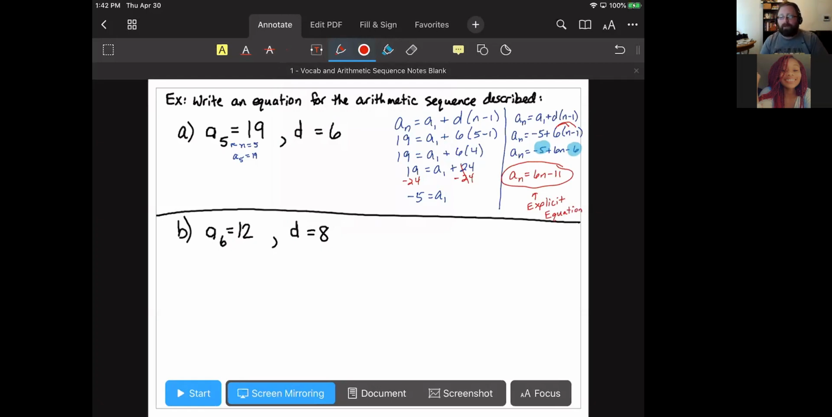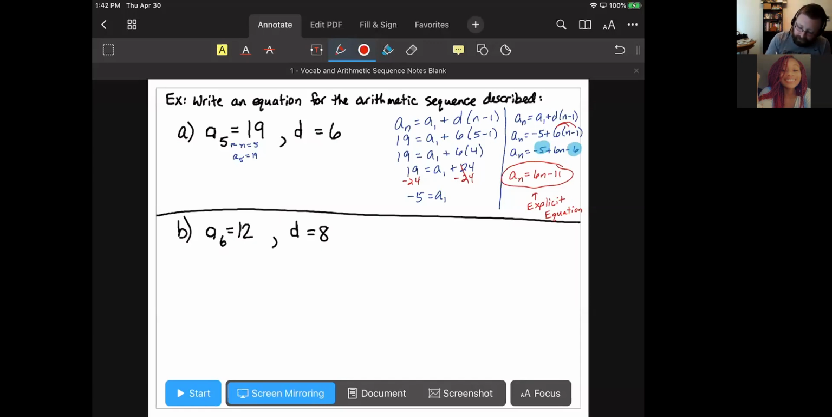Okay, so if they don't give us the first term, it becomes a 2-step problem. We have to find the first term and then find the equation. Okay, and we will eventually have an assignment over this, but it won't be until after we've discussed geometric sequences as well. So this is going to come up eventually on a Delta Math assignment, but not today, probably Tuesday. Okay, let's do one more of these.